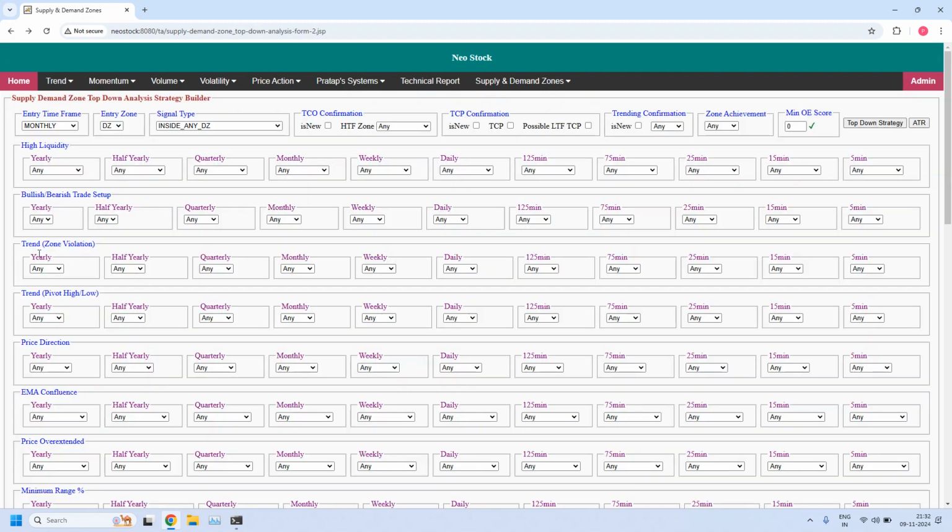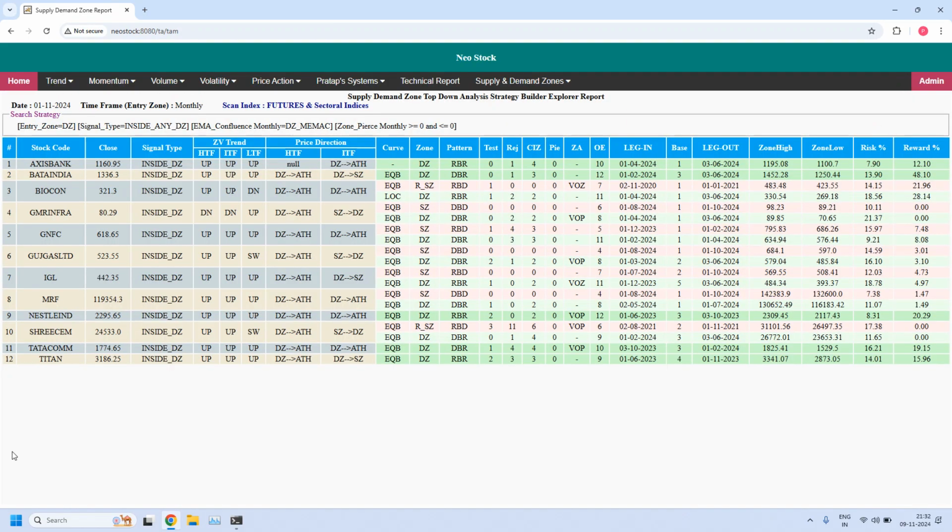Let's verify. In the EMA Confluence, monthly time frame, monthly demand zone with monthly EMA Confluence. So total 12 stocks are filtered, but you need to ignore the stocks having sideways. Because sideways with EMA Confluence does not give any extra advantage. Because EMA Confluence is valid in the trending market, not in the ranging. Ranging means sideways market. Trending means it can be uptrend or downtrend.